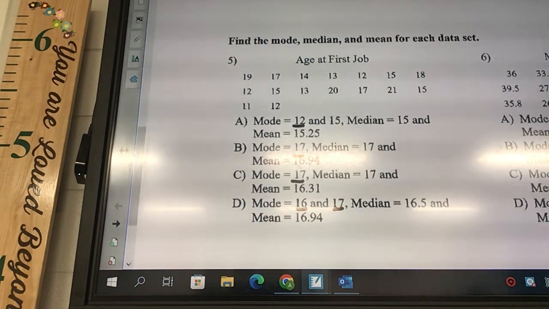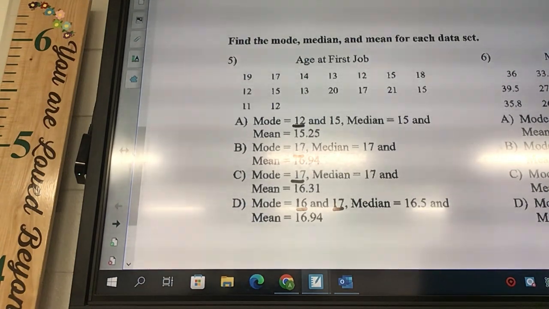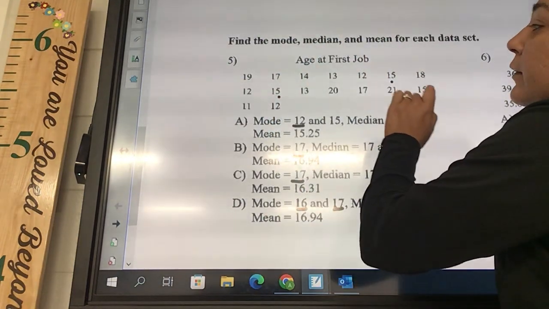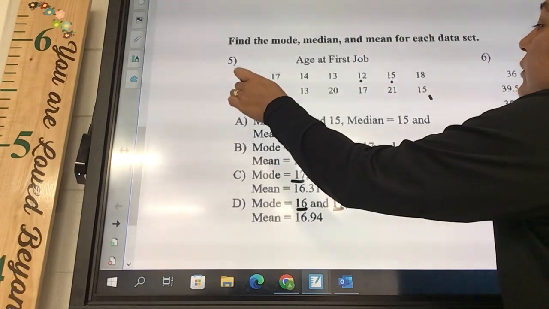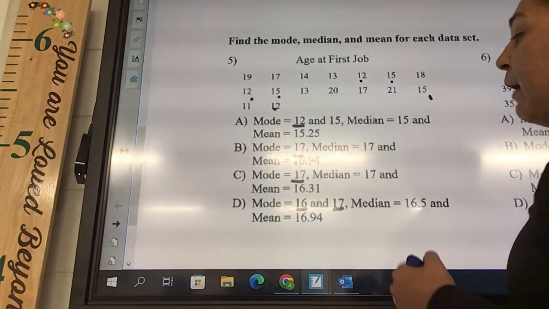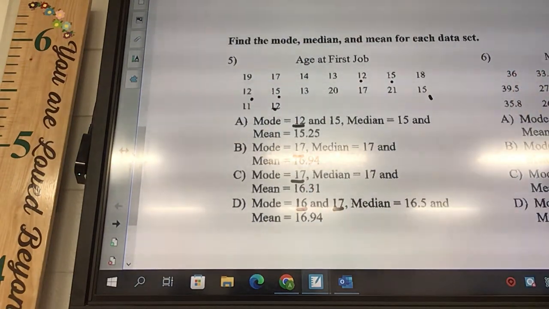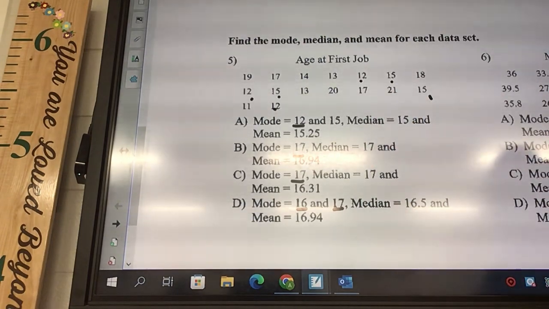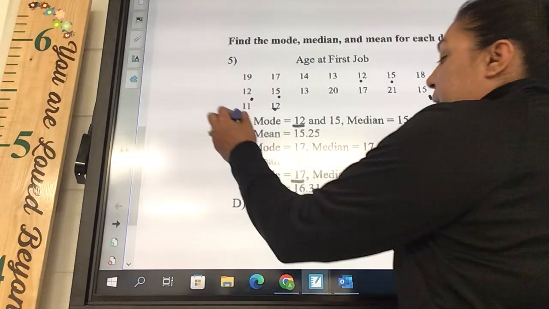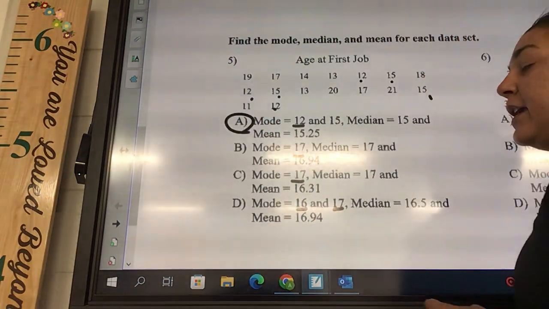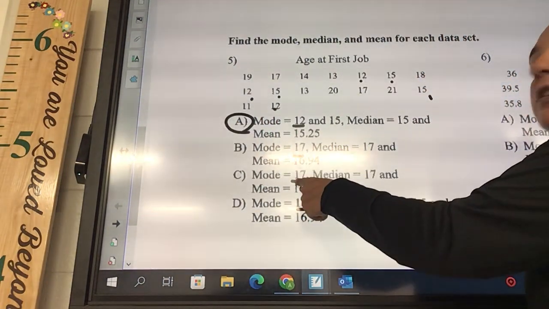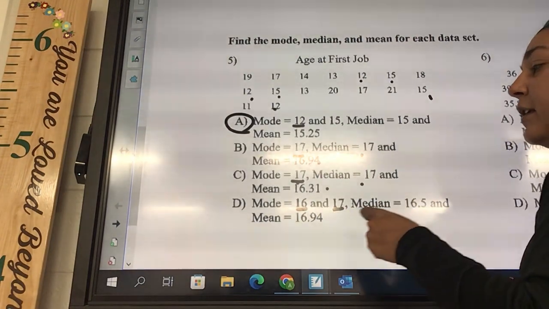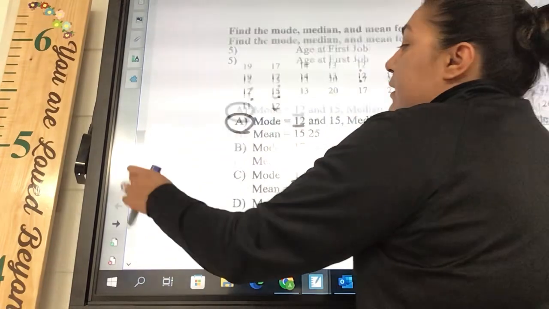12. One, two, three. Okay, 12 and 15. So what answer choice is that? A. Okay, without even having to do all the work for the median and mean, you could figure it out. Now, if it was one of these like B, because they both say 17, then you're going to have to figure out the median and the mean. Okay, so it is A.